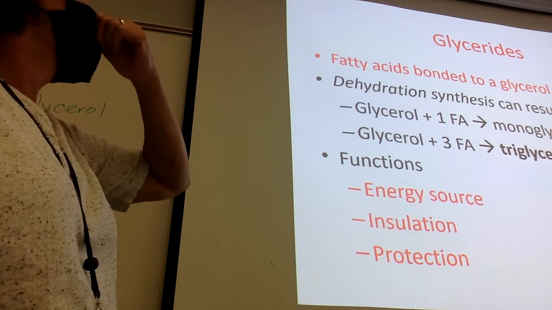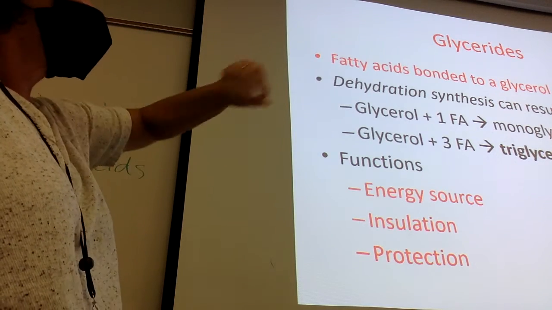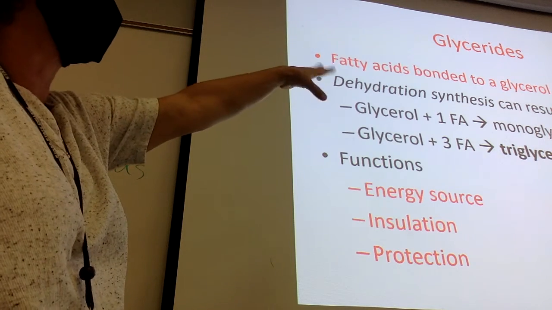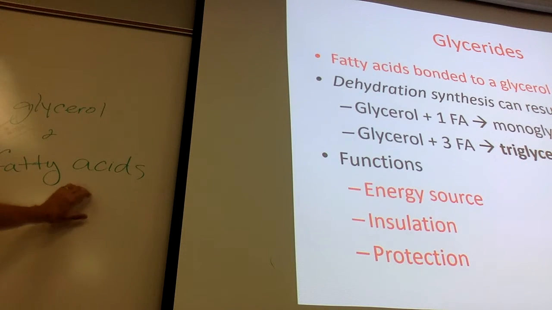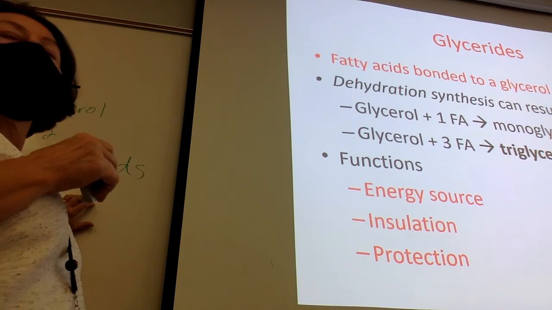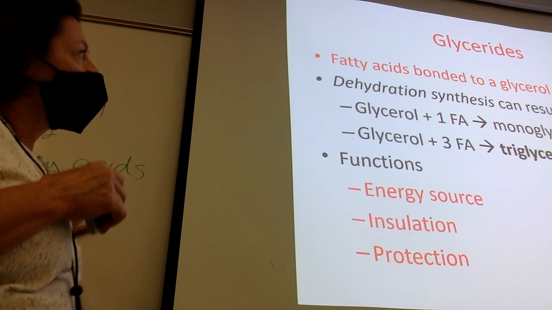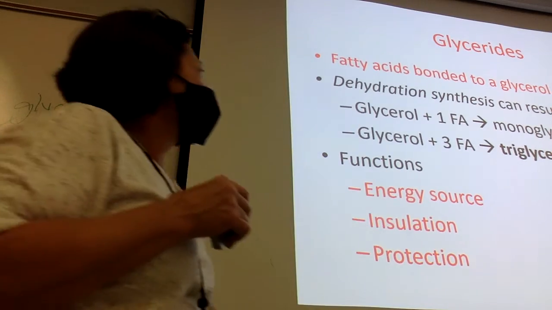So here's where the monomers come in. This talks about glycerides. Fatty acids are bonded to a glycerol. That's where I said these are the two monomers that make up lipids. Don't worry about that stuff.